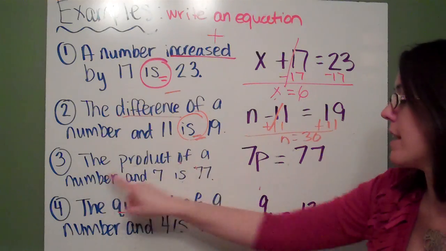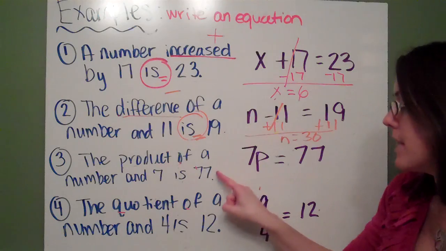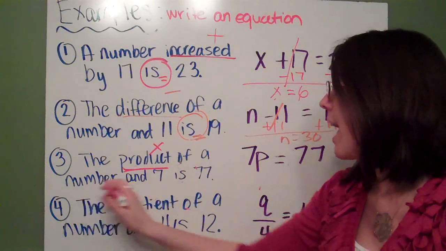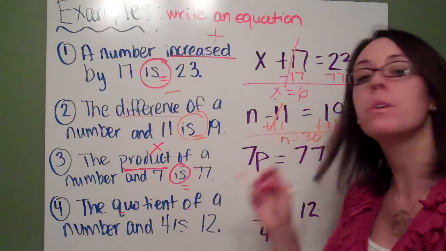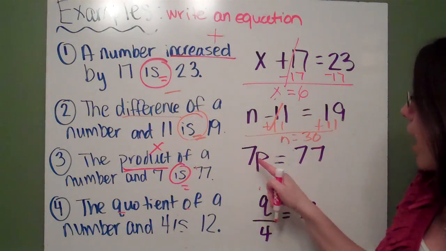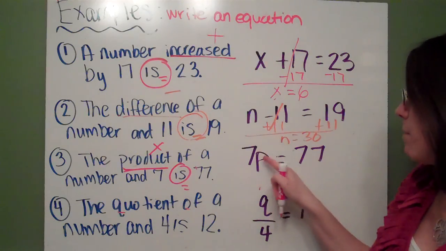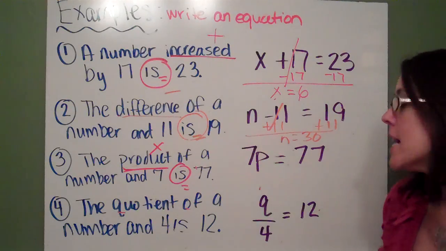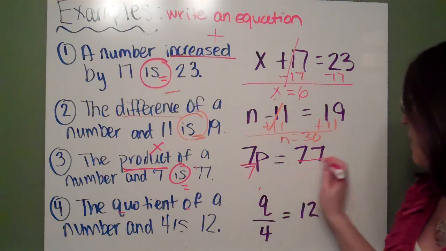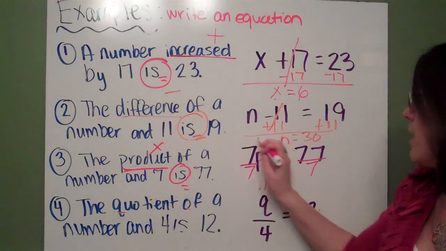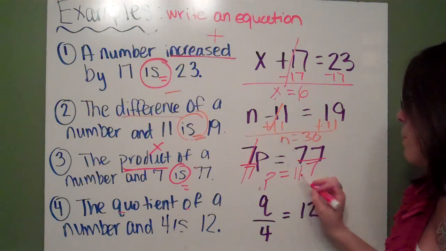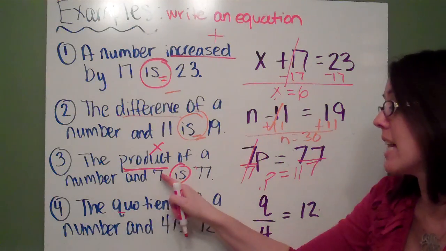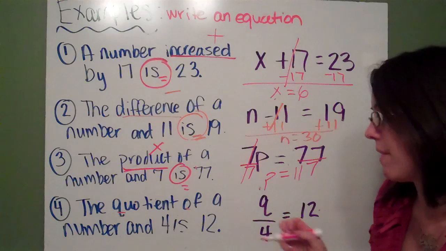Example number 3. The product of a number and 7 is 77. Product tells us to multiply, and is tells us to use an equal sign. So the product of a number, so 7p equals 77. Remember, multiplication is implied here. To solve this one-step equation, divide by 7 on both sides. Your 7's cancel, and you're left with p equals 11. Let's check ourselves. The product of 11 and 7 is equal to 77.